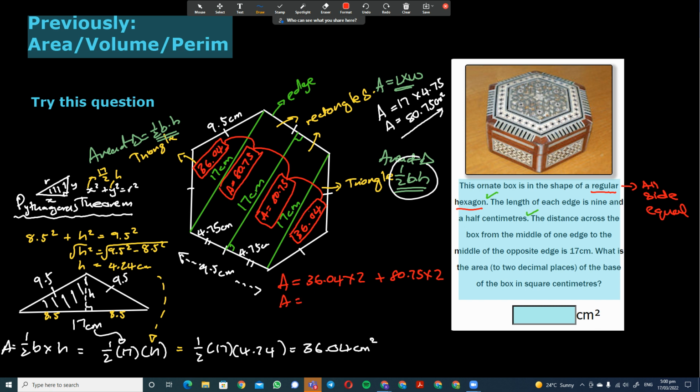Okay, and we take 36.04 times 2 comes to 72.08, and 80.75 times 2 comes to 161.5. And so we add that to 72.08 to get 233.58 centimeters squared. And that'll be the final answer over there.